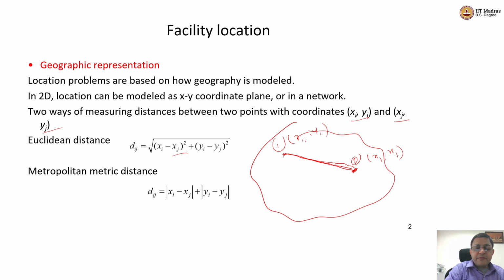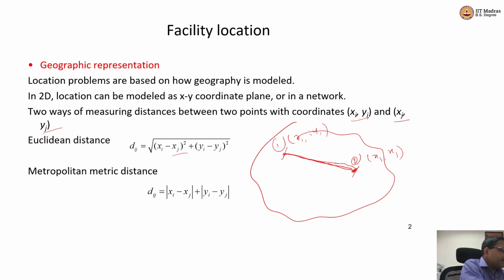Sometimes, particularly in facility location problems that are modeled within a city, we may want to use a different measure, because Euclidean distance measure says that there is always a road that connects point A to point B. What if there is no road, right? Particularly when you are locating facilities within the city, how can you guarantee that there is a straight line road connecting point 1 and point 2? You cannot guarantee.